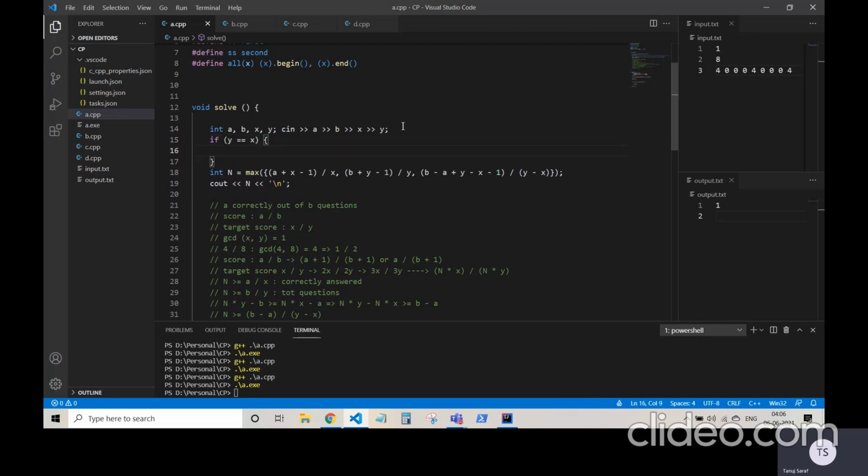If y is equal to x, any fraction of the form x by x is reduced till 1 by 1, right? And since we were given that they are co-prime, we have to reach the score 1 by 1. And the only possible way to reach 1 by 1 is that the initial score a by b should be 1 by 1 as well, right?